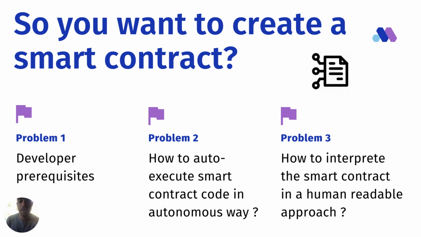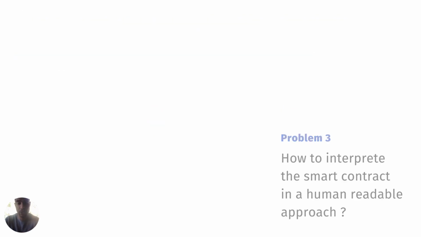So how do you maybe execute smart contract code in an autonomous way? That's another challenge with the network as it stands today. So maybe you want to program something over a period of days or over a period of years. Maybe you want to involve time, space, other actions, or perhaps you want to interpret a smart contract in a human readable approach. So maybe you're not a developer and you want to evaluate what the code is actually doing in a human way. So really, this platform is intended to address some of those challenges.